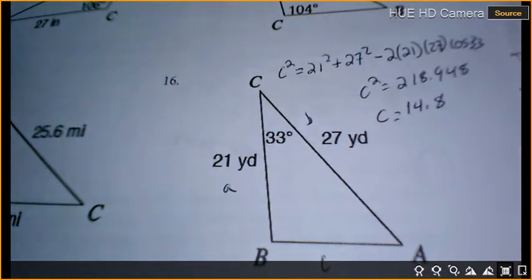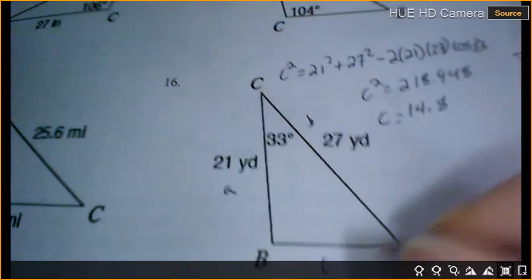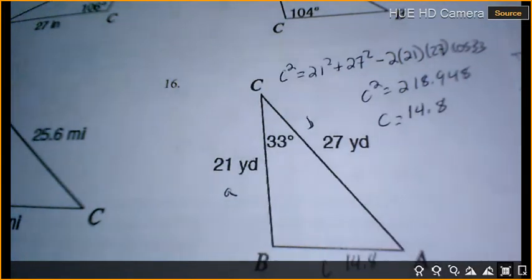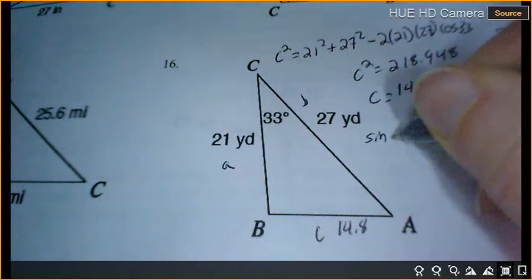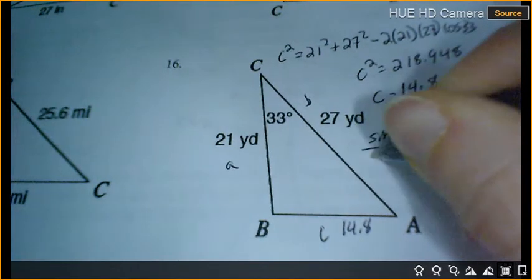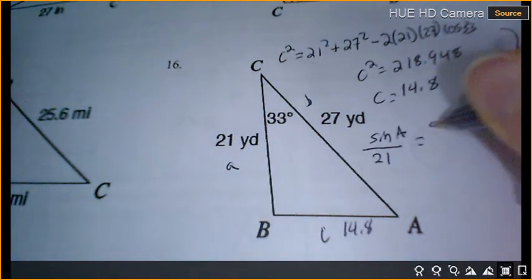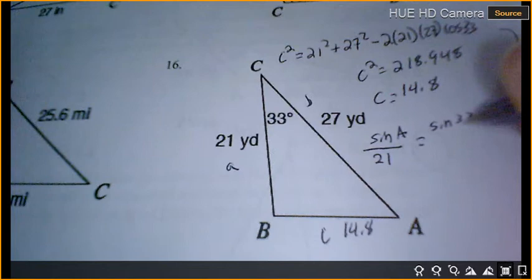Okay, so I have found this side, but I need to find what? I'm still missing two angles, correct? So this is now 14.8. So I'm going to tell you right now, you now have three sides and one angle, so I can use what trig function now? I can use law of sines. So I'm going to find a, okay? So I'm going to find sine a over 21 equals sine 33 over 14.8.